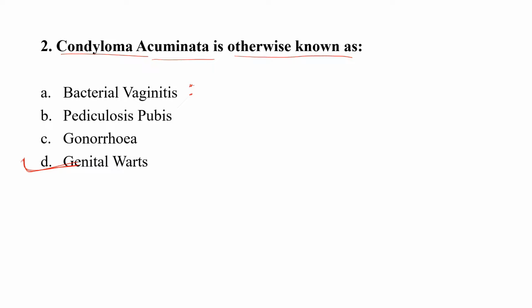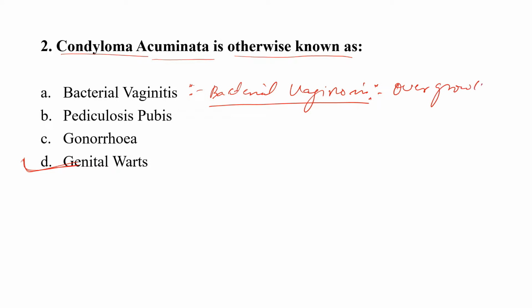And bacterial vaginitis, also called bacterial vaginosis, is a common type of vaginal infection due to overgrowth of the normal vaginal flora.